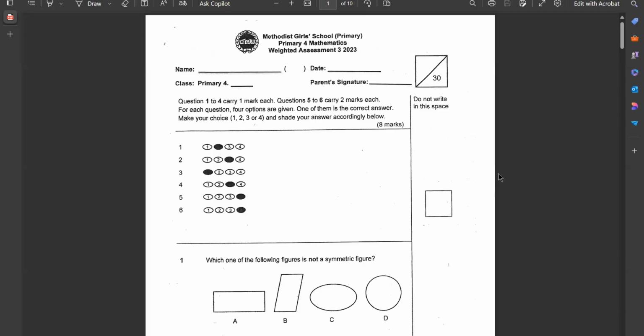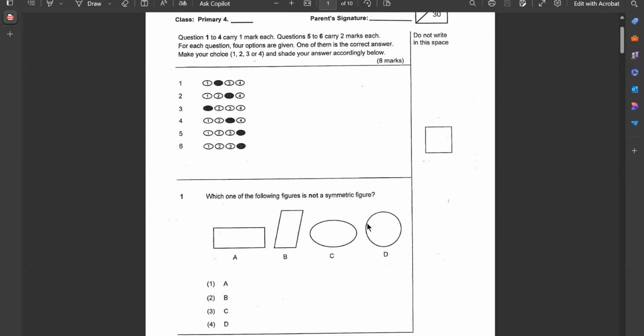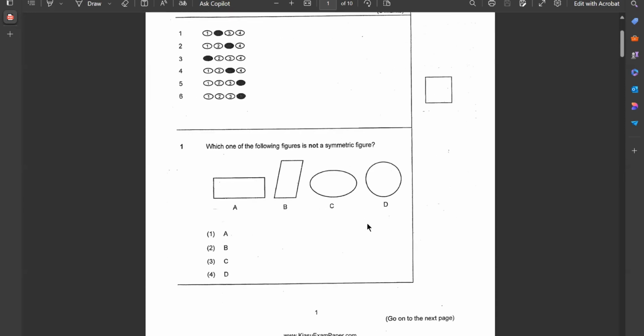Okay, hello. I'll be going through this Methodist Girls P4 Weighted Assessment 3. And let's begin. So, question 1. Which of the following figures is not a symmetric figure? So when they say not symmetric, it means it does not have a line of symmetry.